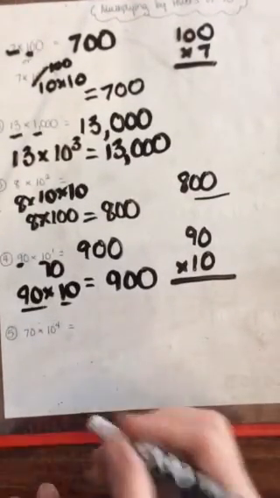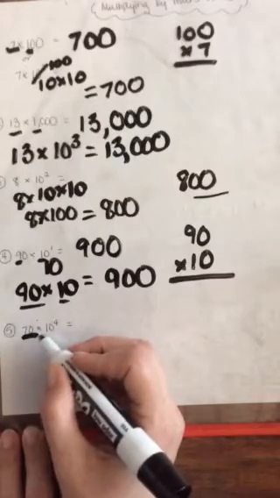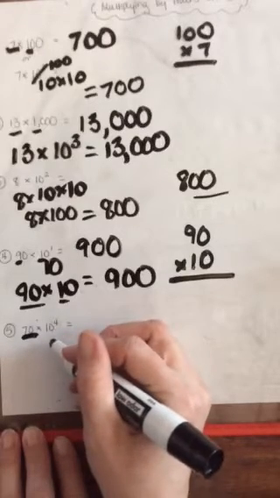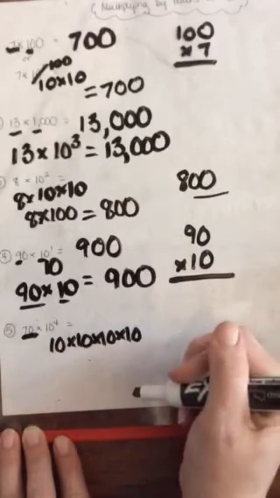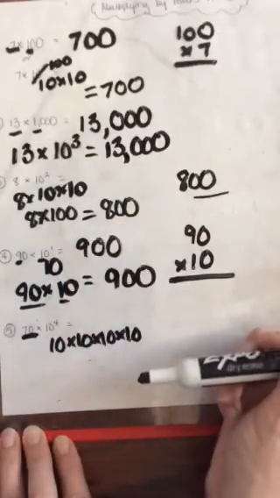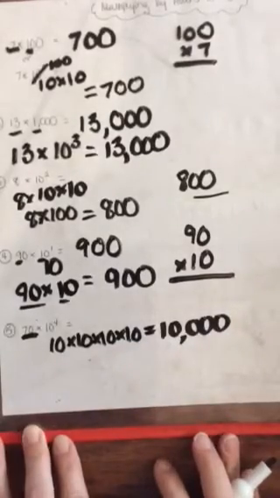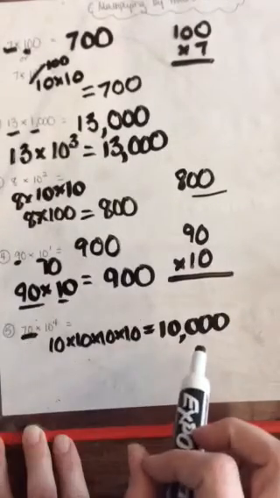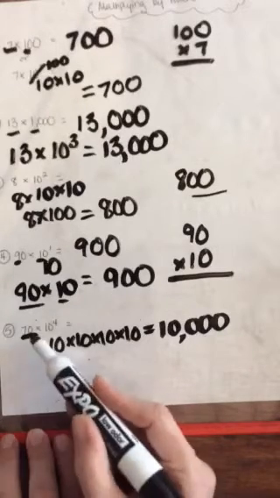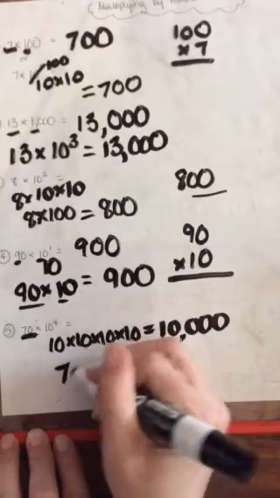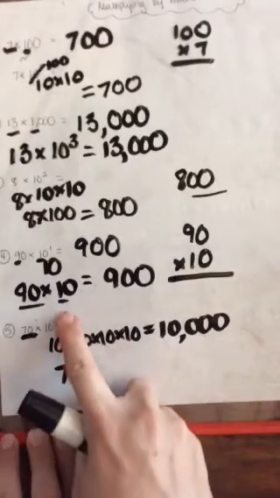On number 5, I'm this time going to try and make it shorter. So I notice that I have 70 times 10 to the fourth power. 10 to the fourth power is really 10 times 10 times 10 times 10. Up here, 10 to the third power was 1,000. So 10 to the fourth power should be 10,000. If I take 7 times 10,000, I'm going to end up with 70,000. But be careful. I had 70 at the beginning.